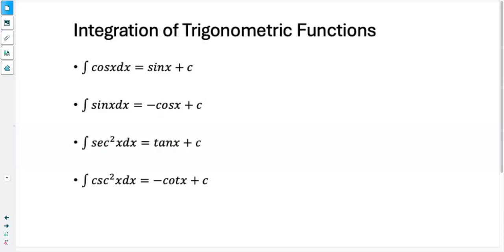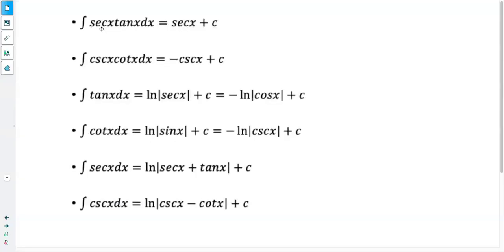And integration of trigonometric functions. If we have the integral of cos x dx, that's just sine x plus c. The integral of sine x dx is negative cos x plus c. The integral of secant squared x dx is equal to tan x plus c. The integral of cosecant squared x is equal to negative cotangent x plus c. We also have the integral of secant x times tan x dx equal to secant x plus c, and the integral of cosecant x cotangent x dx equals negative cosecant x plus c.